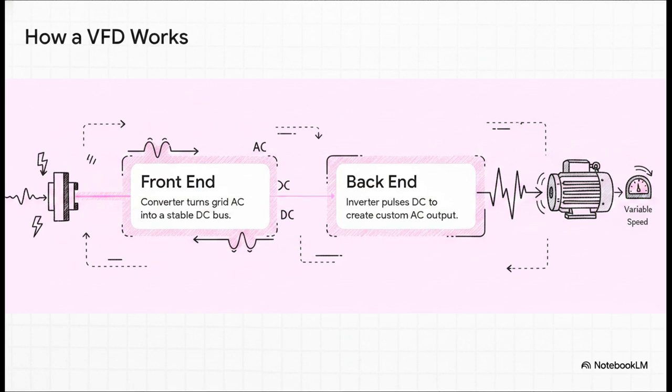Here's how the energy flows. First, the front-end converter takes the rigid, incoming grid AC and flattens it out into a stable, continuous DC bus. Then, it feeds that straight line directly into the back-end inverter. The inverter takes that steady DC and chops it up, pulsing it using PWM to create a brand new, totally customized AC output with a variable frequency. By pairing them together, we literally take inflexible grid power, strip it down, and rebuild it into totally customizable mechanical power. How cool is that?